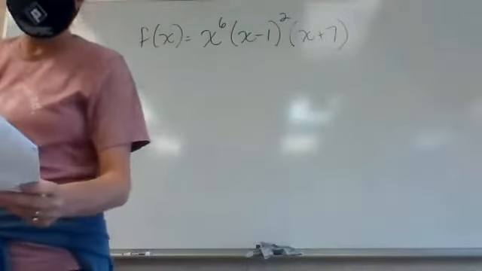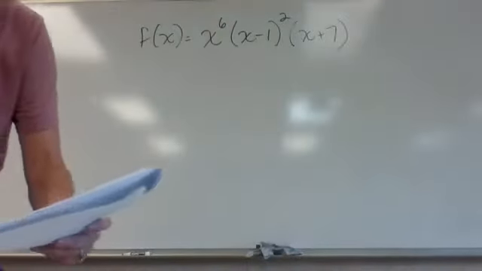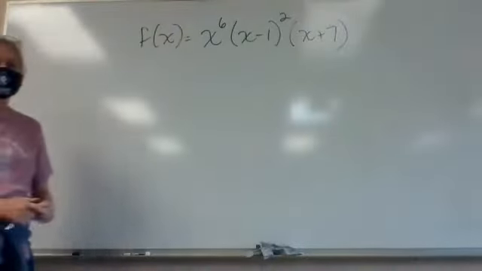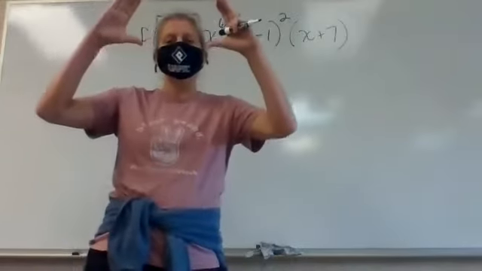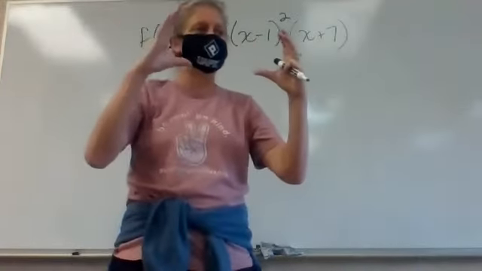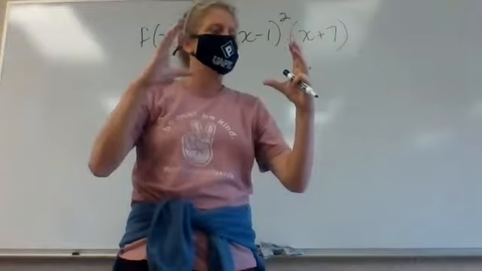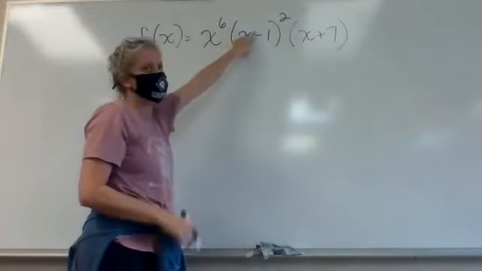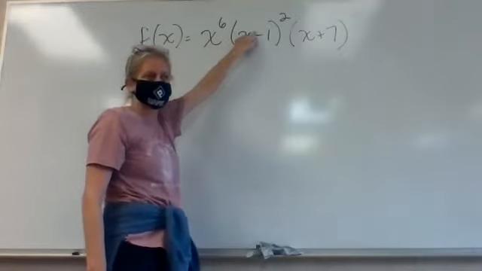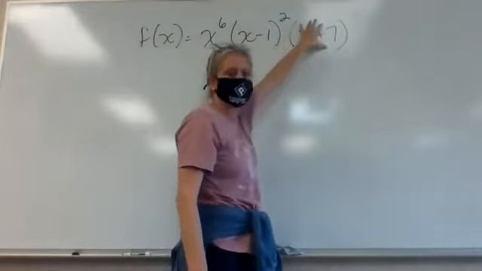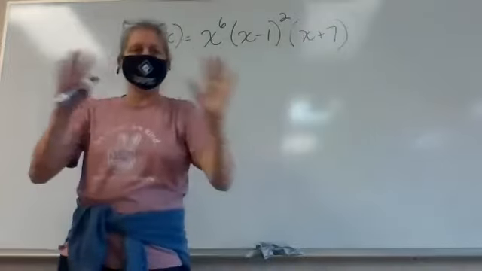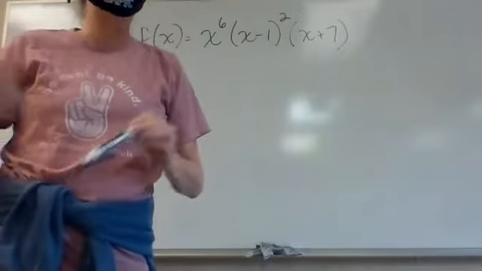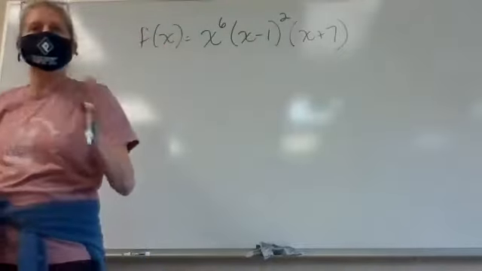Okay, on this one, it says to find the zeros of this function and state the multiplicity of each, okay? What your zeros are going to come from is once everything is in its factored form. And a good way to tell whether something's in its factored form is if you don't have any exponents inside your parentheses. That means that's in its most complete factored form. I don't need to factor it anymore.